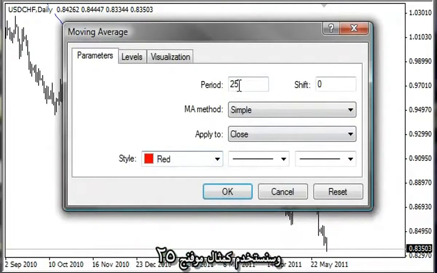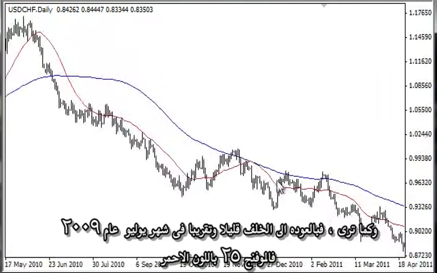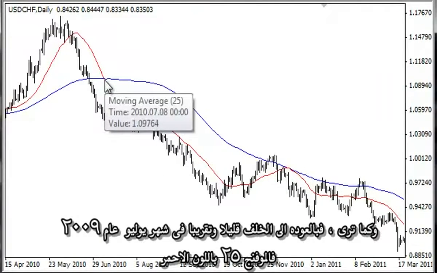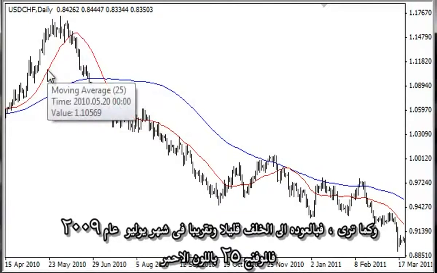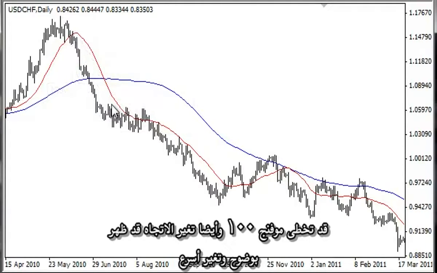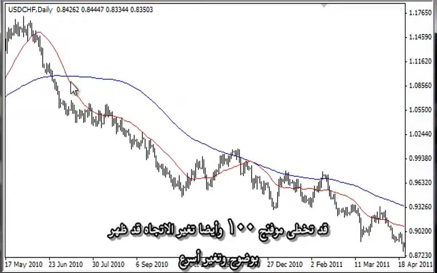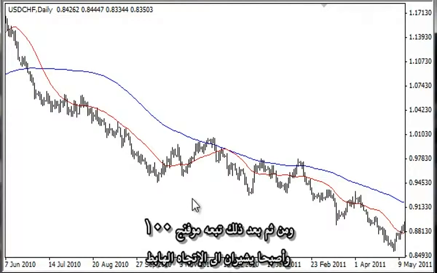So in this example, I'll put the 25-day moving average on, and as you can see, back in this particular time frame, back in July of 2010, the red, the 25-day moving average, plunged below the 100-day moving average, signaling that the short-term momentum was declining rapidly, and eventually the long-term momentum agreed with it, and both were heading in a downward direction.